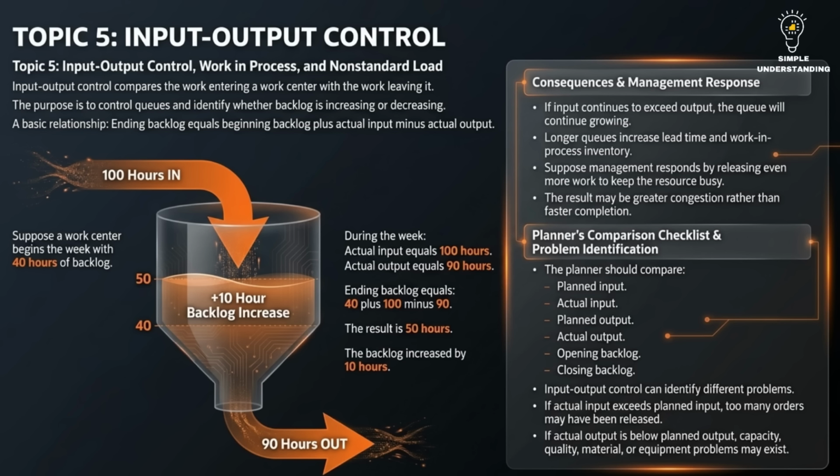Input-output control can identify different problems. If actual input exceeds planned input, too many orders may have been released. If actual output is below planned output, capacity, quality, material, or equipment problems may exist.